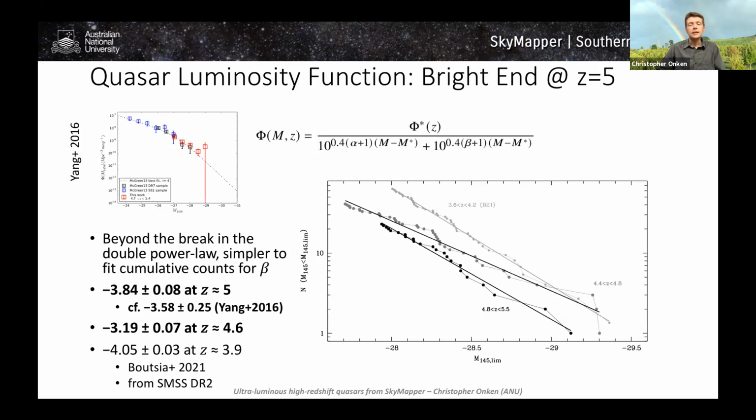which is a much tighter constraint than Yang et al. were able to derive from the Sloan sample in the north, where they were trying to fit the individual points in each luminosity bin. And this matches well with other estimates of the bright end slope at slightly lower redshifts, for example, from recently published work from Boutsia et al., also using the Southern Hemisphere and using SkyMapper data. And so this is a very tight constraint then on the bright end slope of the luminosity function.